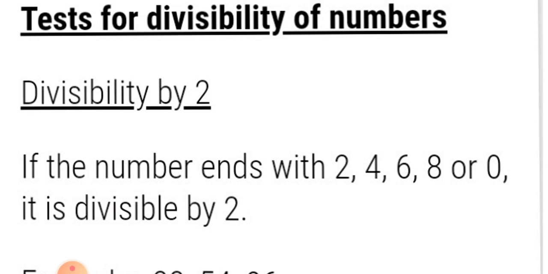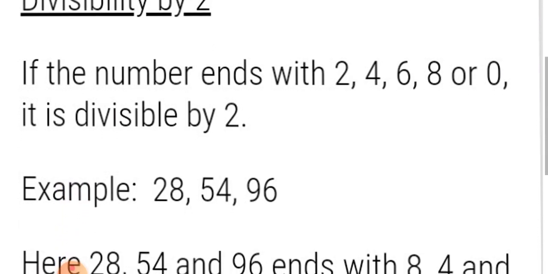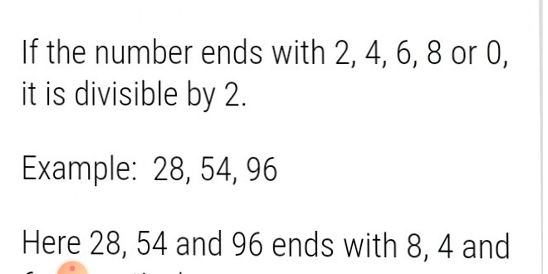Look, children, it's very easy for us to understand whether a number is divisible by 2 or not. What do we have to check? We have to check the last position, that means the ones place digit. If that digit is 2, 4, 6, 8 or 0, then the whole number will be divisible by 2. For example, look at these example questions.